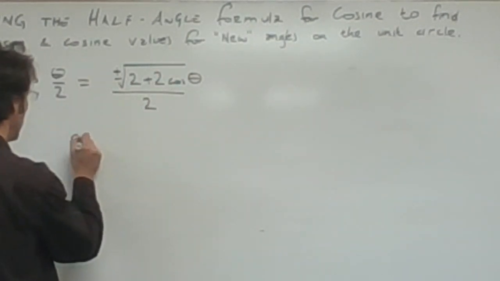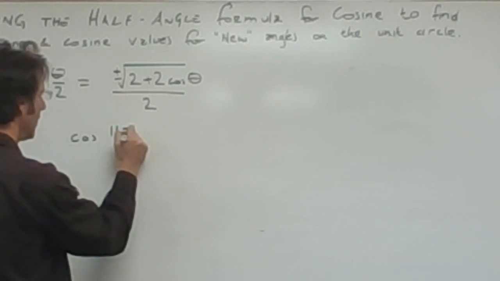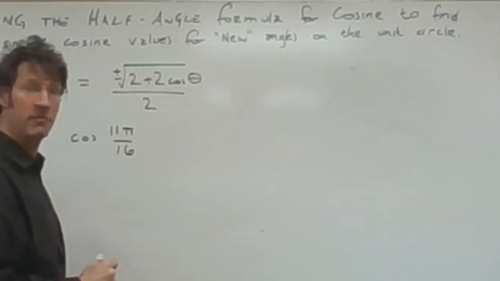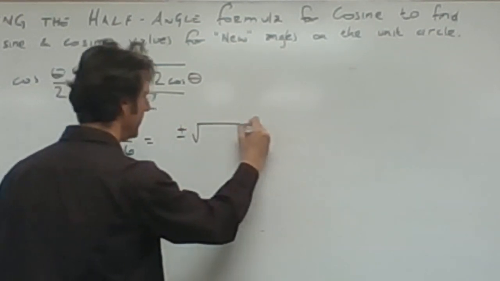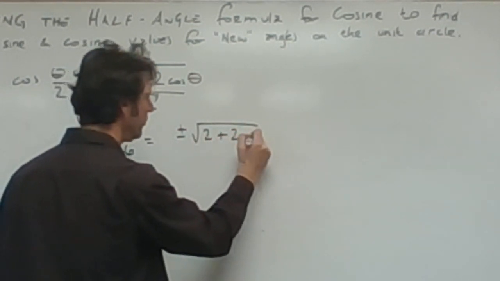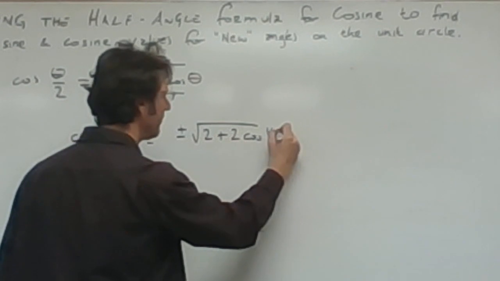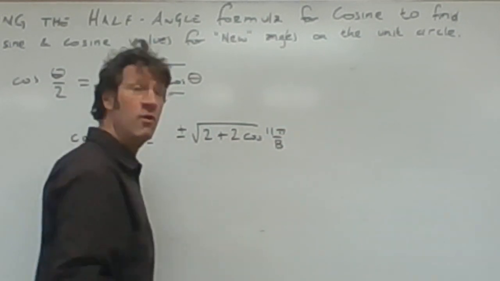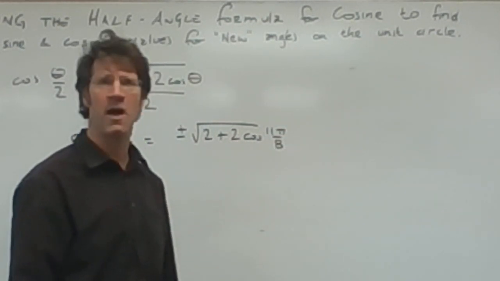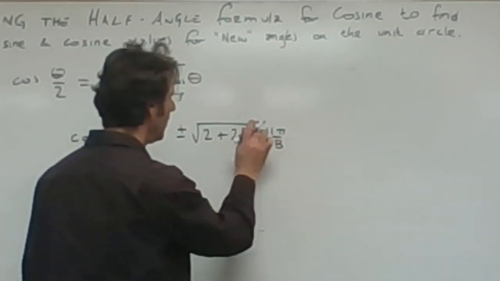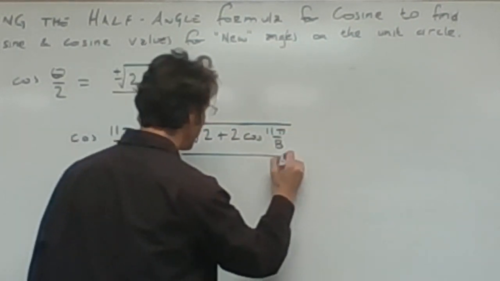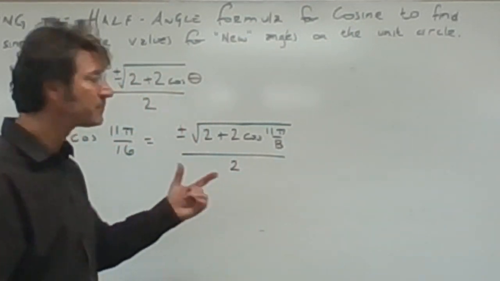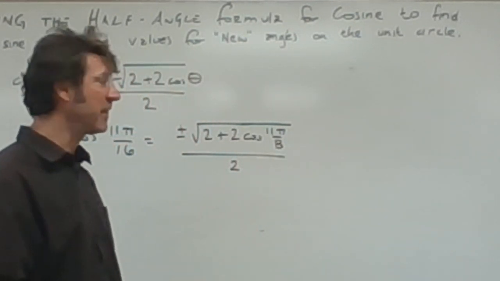The cosine of 11 pi over 16. Well, the cosine of 11 pi over 16 is going to be a positive or a negative square root of 2 plus 2 times the cosine of 11 pi over 8, all over 2. And I don't know if you've noticed, but every single time I create one of these, I make them too small. Lovely. Now, in order to solve this, we have to know what the cosine of 11 pi over 8 is.